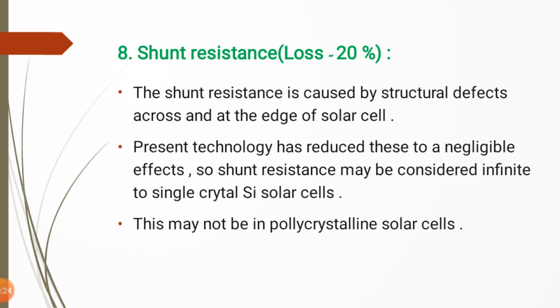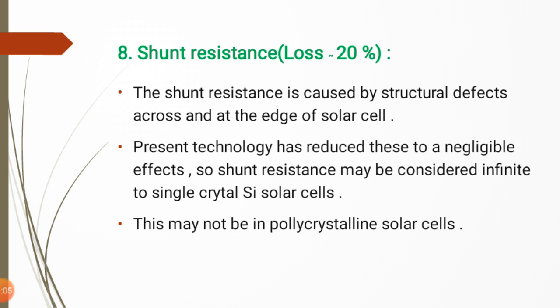The second point is that present technology has reduced this to negligible effects. So shunt resistance may be considered infinite for a single crystal silicon solar cell. The single crystal silicon solar cell has a good efficiency compared to the other solar cells, and it has infinite shunt resistance. That means it is a good solar cell, constructed with the help of present technology, that means the thin film technology. So the single crystal silicon solar cell gives better efficiency as compared to other types of solar cell.